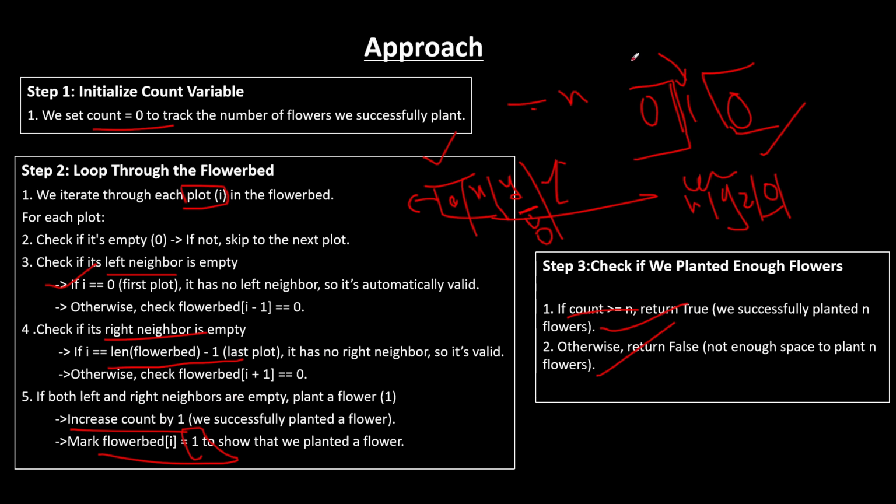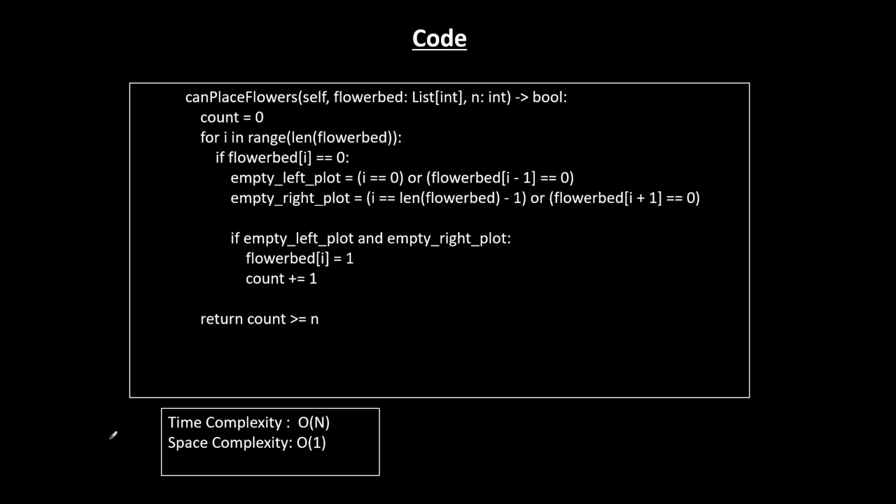We just have to check whether the left neighbor is the starting index or the left index is 0. Similarly, if the right index is the last array element, or if something is there on the right-hand side. That's all. And if both are true, then only we're going to insert the value. Otherwise, we're going to skip it. And if we insert the value, we're going to increase the count by 1 and mark the flower bed of that index to be 1. That's all.